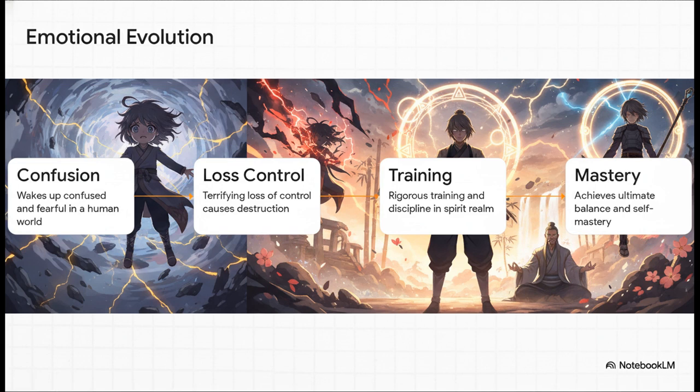It isn't until Step 3, where he undergoes rigorous training and learns strict discipline, that he can even hope to reach Step 4, which is ultimate balance and mastery. It's a beautifully relatable journey, because really, who hasn't felt totally overwhelmed by their own potential, or frankly just their own emotions and hormones, before finally learning how to channel them?